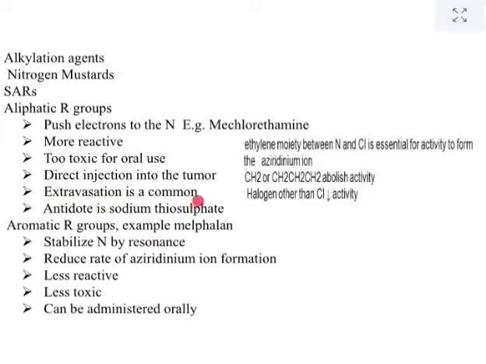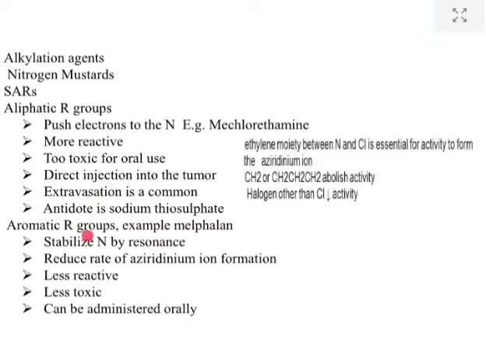Antidote is sodium thiosulfate. We will see how you can treat when you give mechlorethamine, especially via injection, and there is leakage and there is extravasation, then you can give sodium thiosulfate to be able to trap the aziridinium ion, which is being formed within the tissues and bringing a lot of the inflammation and extravasation.